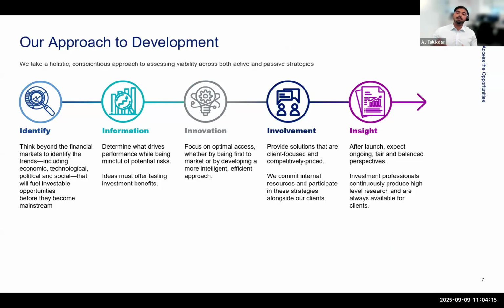And this here is our approach to development, the 5 I's as we call it. Our product development framework has these 5 I's: identify, information, innovation, involvement, and insight. So we identify trends early, gather information on what is driving performance, make sure it's innovative enough to improve access for clients and investors alike, and then commit resources alongside our clients so that we're not the only ones giving you ideas, we're invested in them as well. And we continue to provide continuous insight even after launch, so that any questions, any follow-ups, any queries, we can address them side by side. Likewise, TruSectors were developed applying this exact process, and we hope to dive deeper into this moving forward.